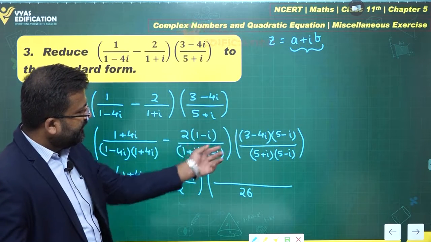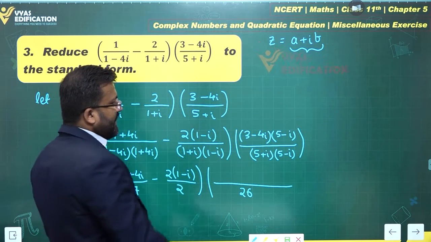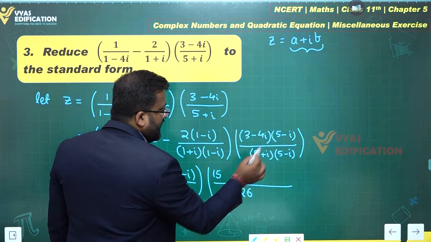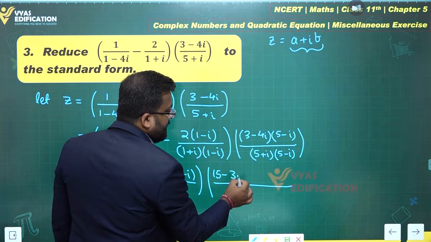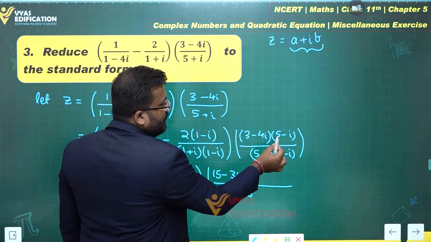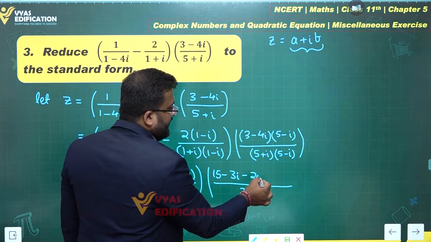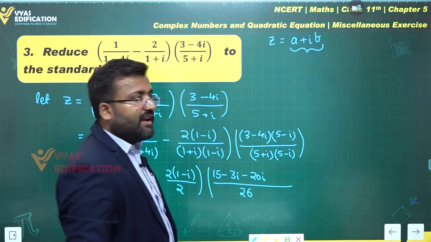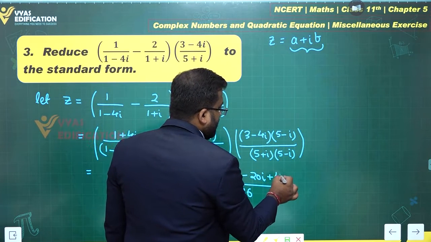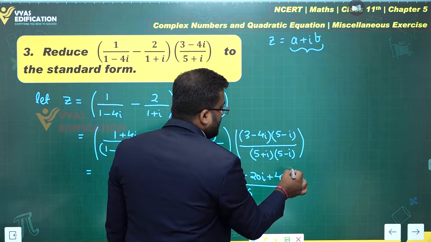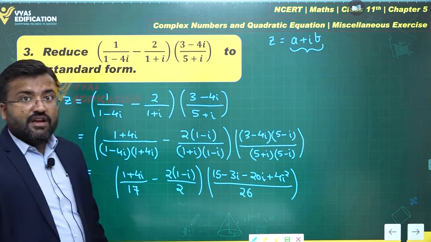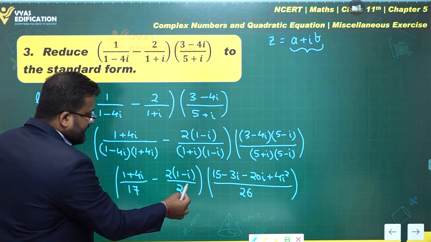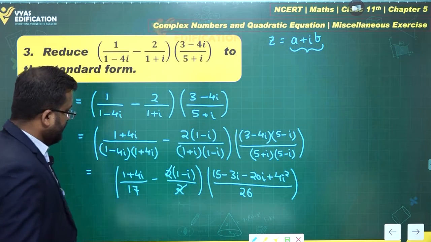What about the numerator? We'll apply the distributive law and multiply 3 with 5, that is 3 into 5, 15. Minus 3i, okay. Minus 4i into 5 will be minus 20i, and minus 4i into minus i, what will that be? Minus times minus, plus 4i square, sorry. Plus 4i square. This is what I'll be getting over here, right? Can we simplify this further? Yes. Okay, this is a 2. Let's cancel these 2's over here.